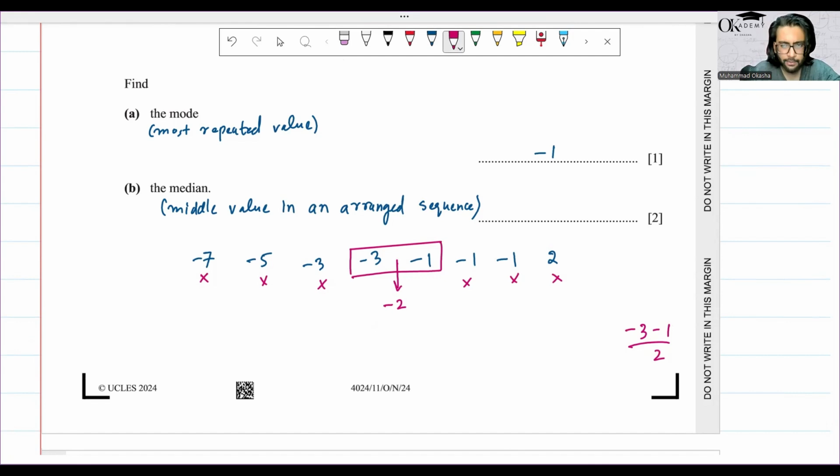But you can also work it out. If you were to solve it, -3 plus -1 is -4, divided by 2. I'm going to get -2. So -2 is my median.